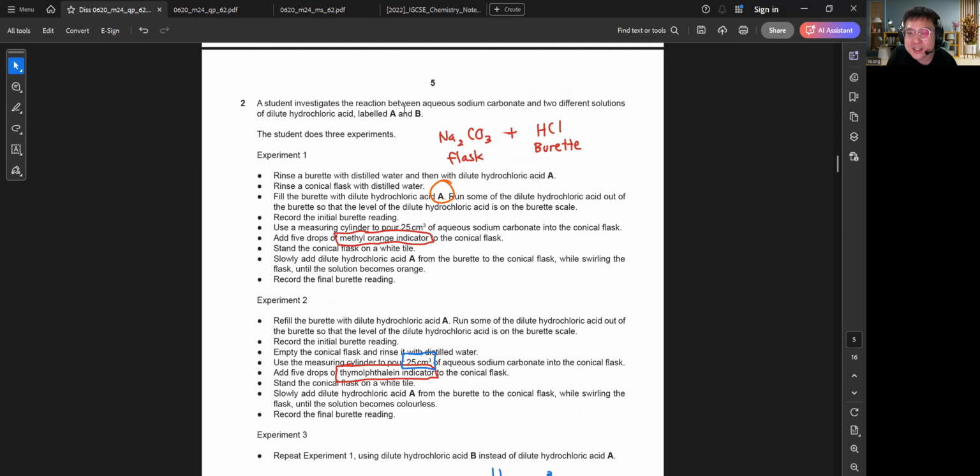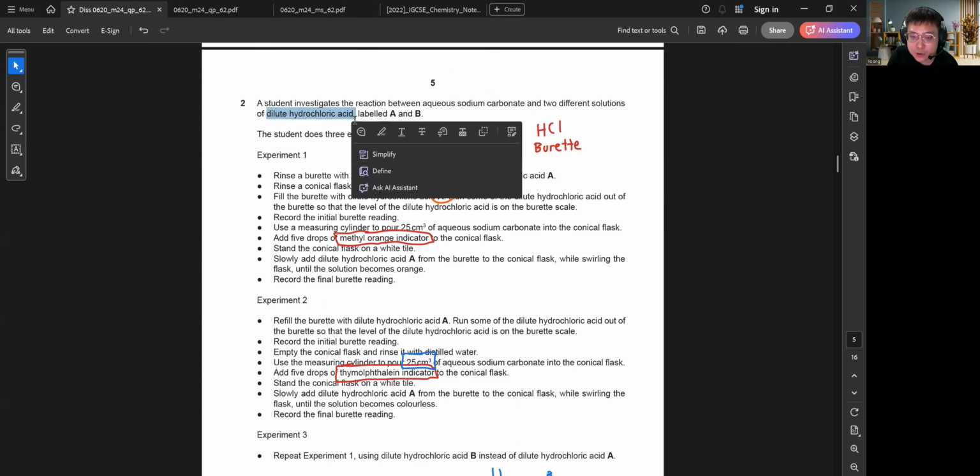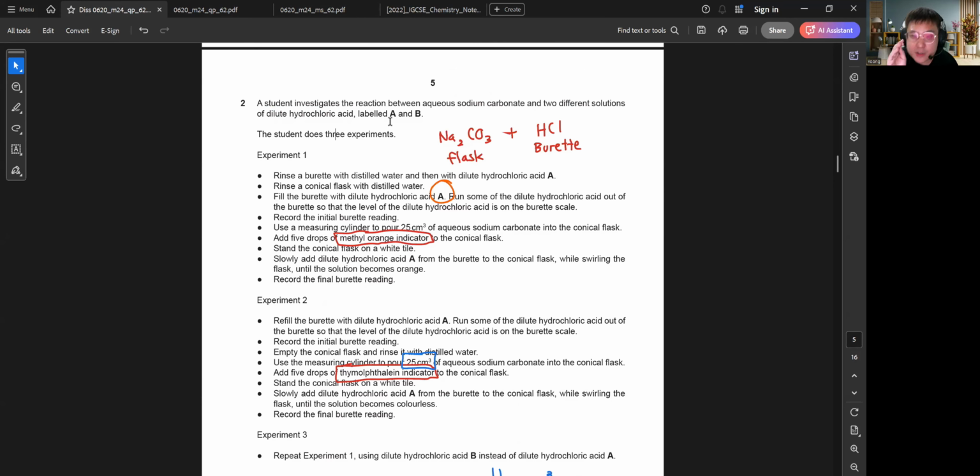A student investigates the reaction between aqueous sodium carbonate and two different solutions of dilute hydrochloric acid. So normally what I do, the first thing is I write it down. Sodium carbonate, Na2CO3, because the charge of CO3 is 2 minus, Na is plus. Two different solutions, dilute hydrochloric acid is HCl. So we just write it down here and then we move on. The flask and burette, I actually wrote after reading the bottom part. So let's just continue reading together.